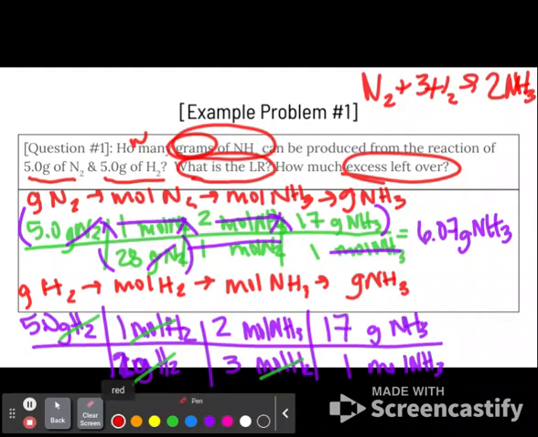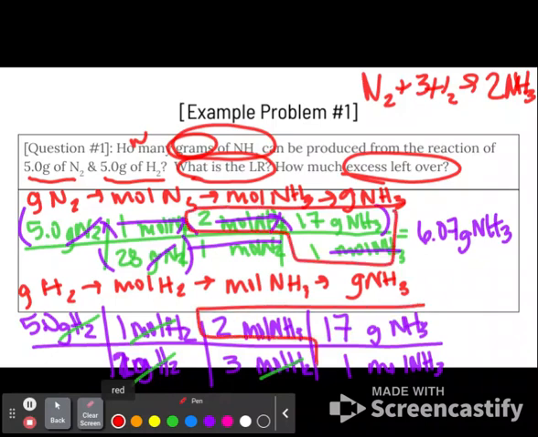Both of your equations should look identical at this part because you're doing the same math at the end. So again, you're going to end up multiplying through, doing everything that you need to: 5 times 2 times 17 divided by 2. So based on this number, we would actually make 85 grams of NH3.